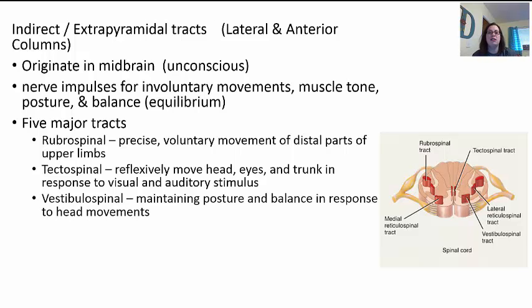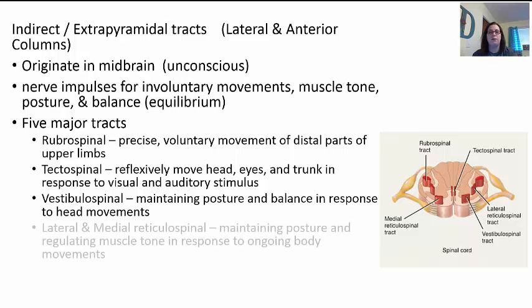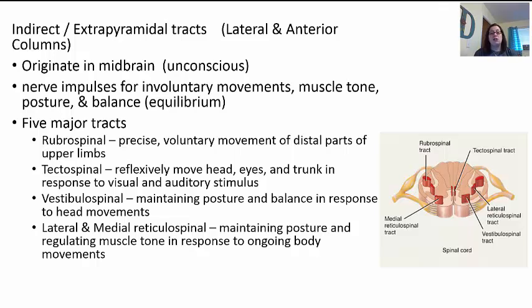We also see the vestibulospinal. This is going to help you maintain posture and balance in response to your head moving. So when you move your head quickly out of the way, it's to help you keep your balance so you don't fall over. Or like ballerinas, when they whip their head around but their body is moving in a different way, it helps them keep their balance. This is the vestibulospinal.